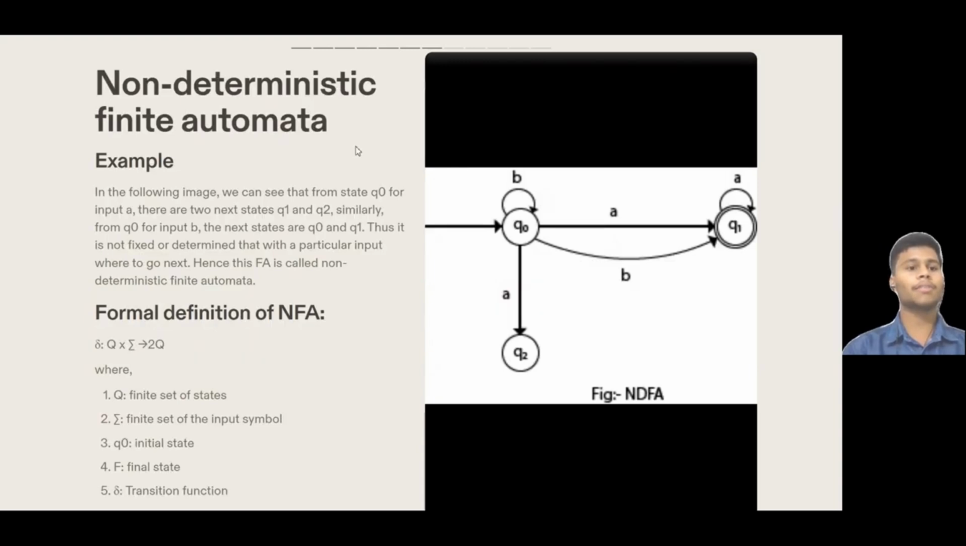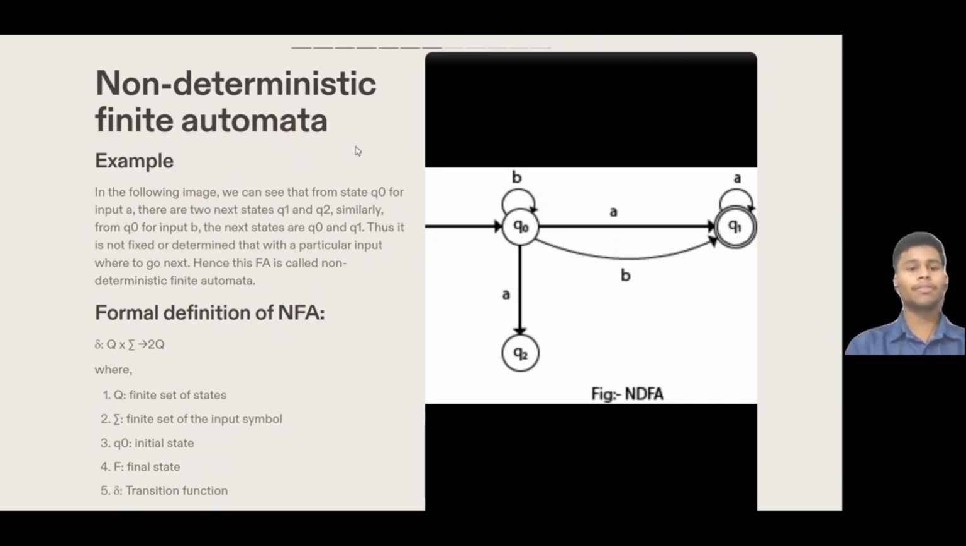Let's discuss an example for non-deterministic finite automata. We can see that from state Q1 for input A, there are two new states, Q1 and Q2. Similarly, from Q0 for input B. Thus, it is not determined where it will go next with a particular input. Hence, this FA is called non-deterministic finite automata.